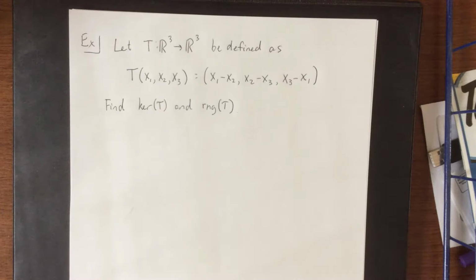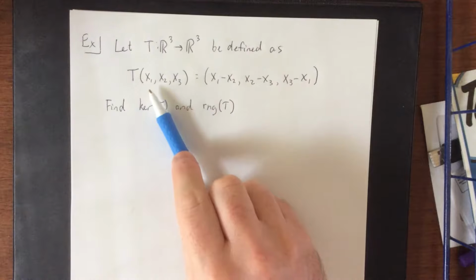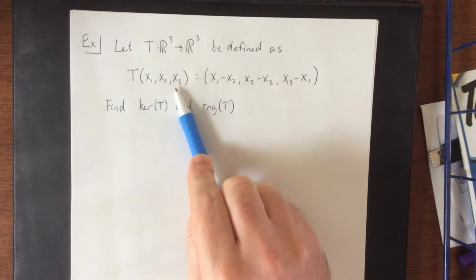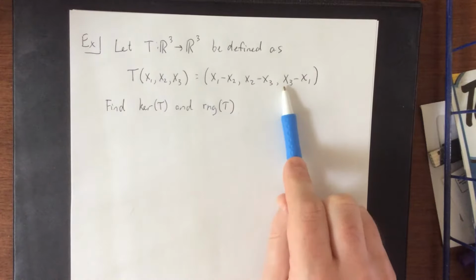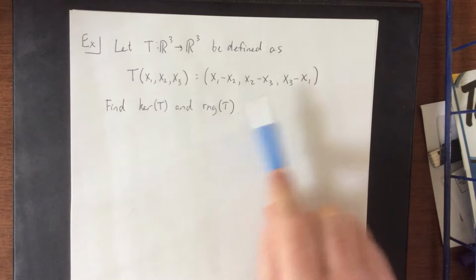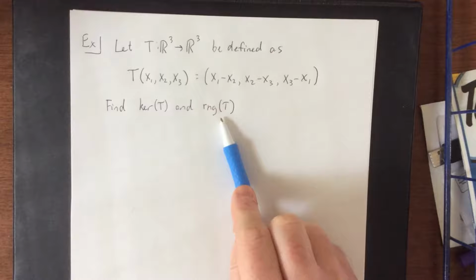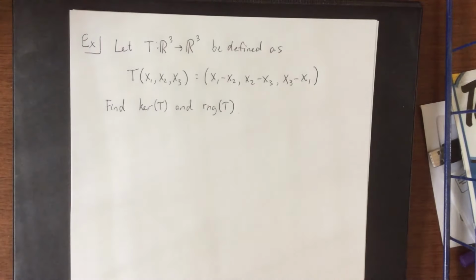In this example, we're going to be investigating a linear transformation taking us from R3 into R3. We will define the transformation as the image of vector x1, x2, x3 will be x1 minus x2, x2 minus x3, and x3 minus x1. We're interested in finding both the kernel of T as well as the range of T.